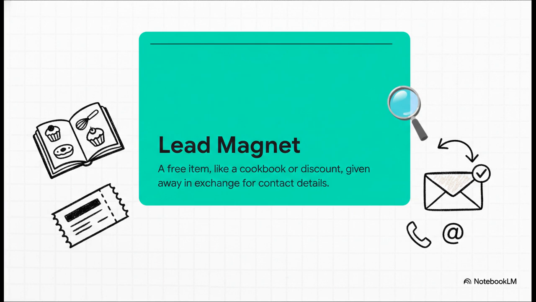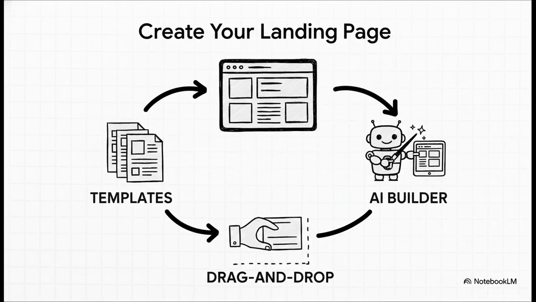If you're a bakery, it could be a free cookbook. If you're a store, maybe a discount code. It's a simple trade. Their contact details for something awesome from you. And building the page for this offer is so much easier than you think. GetResponse gives you 2 ways to go. You can pick a ready-made template and just tweak it, or you can let the AI builder create a page for you. Both are totally drag and drop.